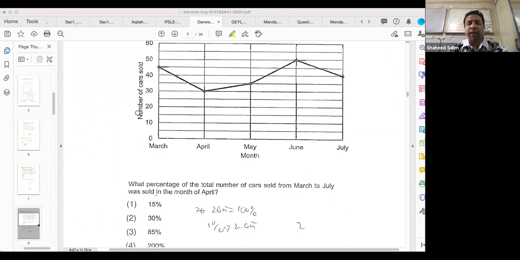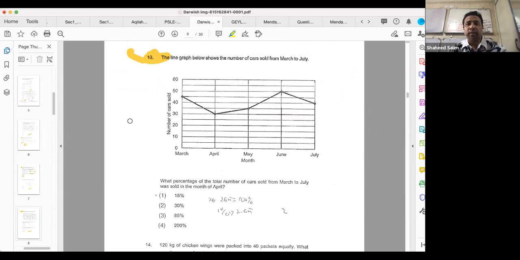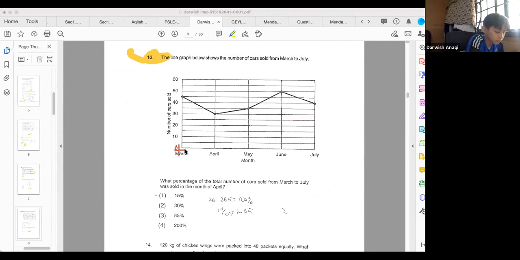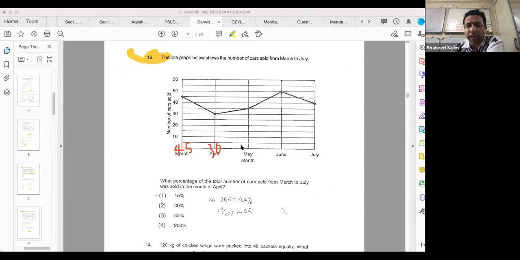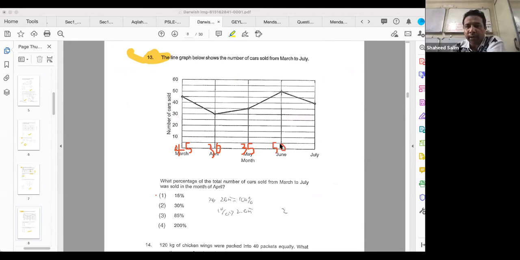This one now down here, what happened? Let's see again. The line graph below shows the number of cars sold from March to July. Why don't we write down, you tell me now, how many cars were sold in March? 45. Then for April? 30. And then for May? 35. June? 50. July? 40.